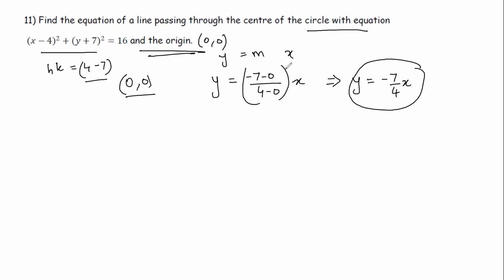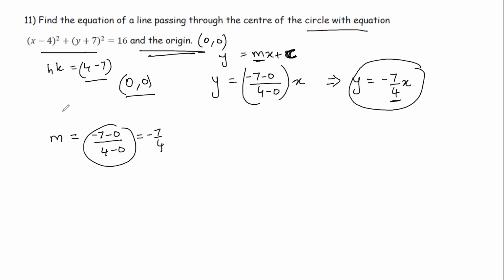So those who have not understood this part have simply skipped a step. That is this step: y2 minus y1 upon x2 minus x1. After finding this one, which is -7/4, I would plug it in here, right? y = mx + c, so that c is 0 already. So m is this value. Yeah, that's it. I've just skipped the step and wrote down the value of m directly in there, just in case you got confused.